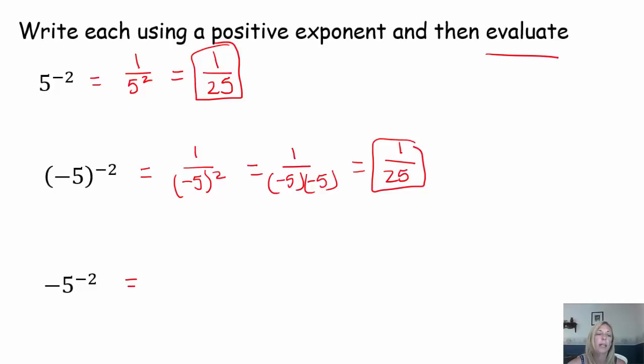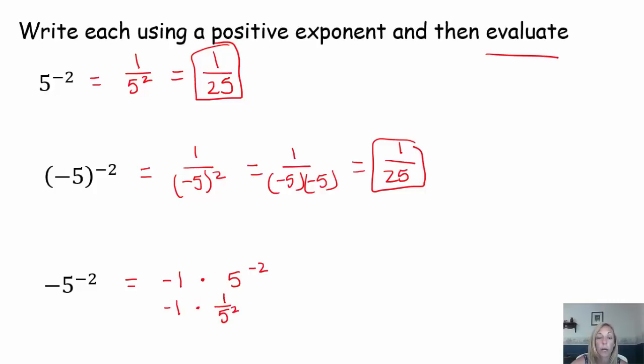Next one, my negative sign is on the outside of the 5. So it's really not attached to it. This really says negative 1 times 5 to the negative second. So the first thing I'm going to do is rewrite it as a positive exponent. So I have negative 1 times 1 over 5 to the second.